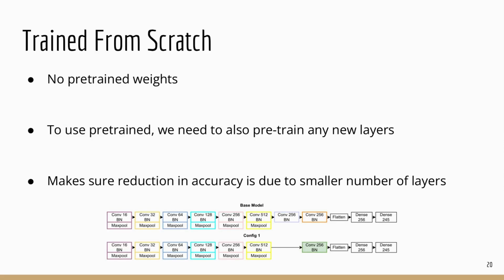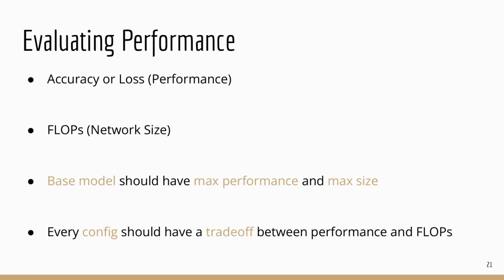It's worth mentioning that we trained everything from scratch, so no pre-trained weights, to make sure that the results are not biased. To evaluate the performance of our work, we used accuracy or loss according to the problem. And to see how much faster the network became, we measured the number of floating point operations, or FLOPs, instead of time, because time could be biased according to the machine. So finally, we set our expectations. We're expecting the base model to always have the maximum performance and the maximum size. And with each configuration, there should be a trade-off between performance and the number of floating point operations.